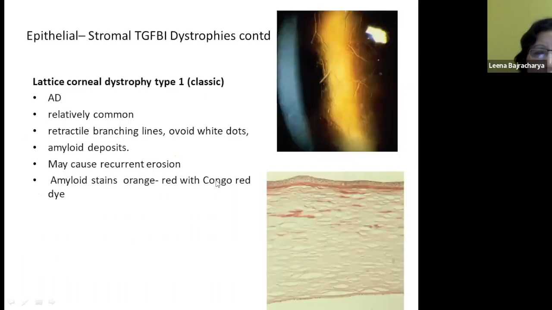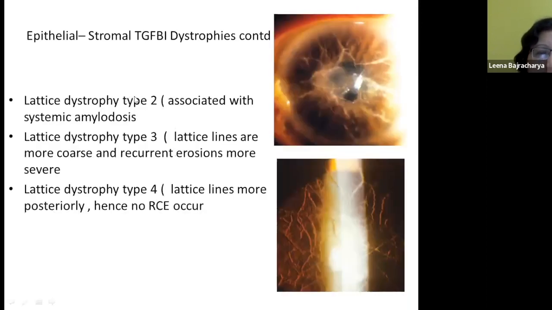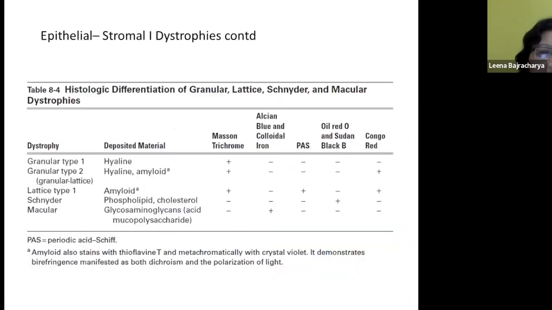Lattice dystrophy, it is more common than other types of dystrophy. We can see lattice lines which are refractile, and on progression it can cause recurrent corneal erosion and decreased vision. The deposits are amyloid, which stain orange red with Congo red dye. So there are variants of this lattice dystrophy, type 2, type 3, and 4, all share similar clinical features, and you can read yourself. And this table shows differentiation of granular, lattice, Schnyder, and macular dystrophy by histopathology and histochemical staining.